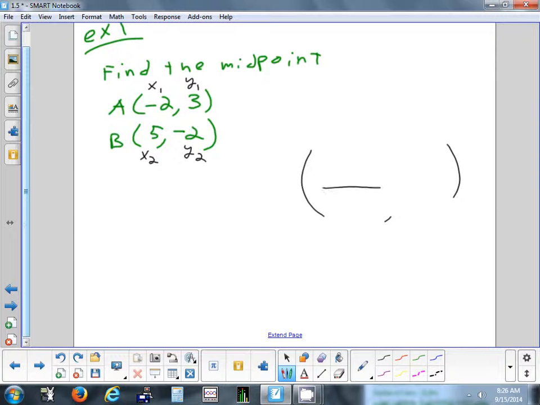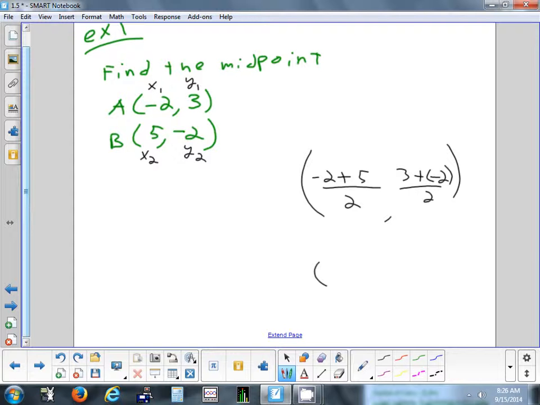Yep. So in this case, what's x1? Negative 2. Yep, negative 2 plus 5, divided by 2. Okay, we'll do that out. Somebody else give me the other half to find the y values of the midpoint. Brian? 3 and negative 2. Yep, so 3 plus negative 2, which you really could just do 3 minus 2, divided by 2.